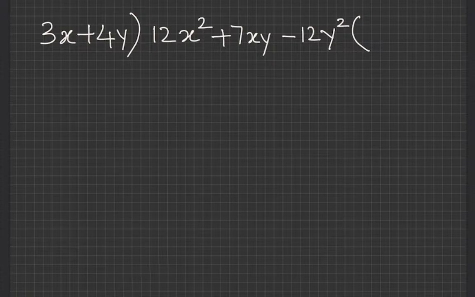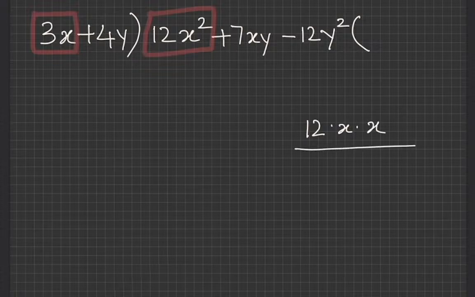Okay. Let's do this. First term is 12x squared. It's going to be divided by 3x. So 12x squared is 12 times x divided by 3 times x. So this x cancels, and I have 4x because 3 times 4 is 12. And the remainder is x, so that is 4x. Correct?